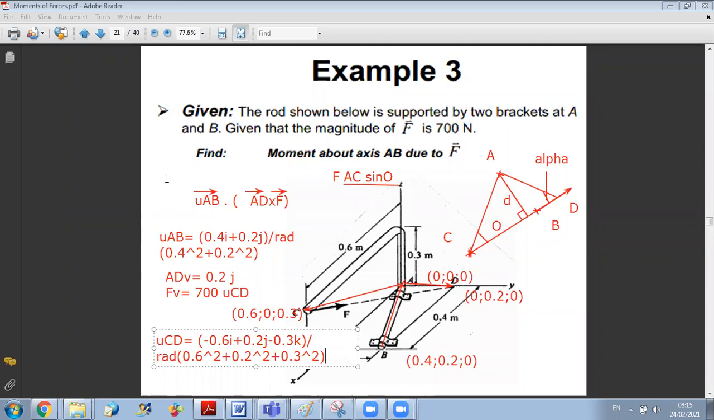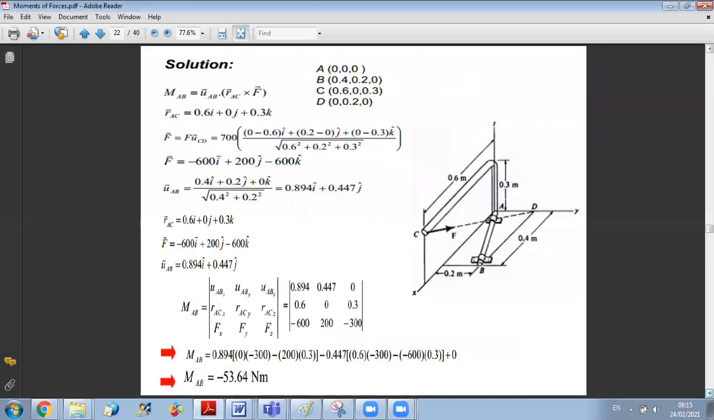Okay, and now let us see how we can do the calculation in the matrix form. So as you can see here, they followed the same steps. First, we find the coordinates of all points. Then, here, instead of choosing AD, they selected AC. So it's also right. So they found our AC vector. We have, as we did for F, it's F times unit vector CD. We can get the components of F. And they found the components of unit vector of AB. And now the third step is to calculate the matrix.